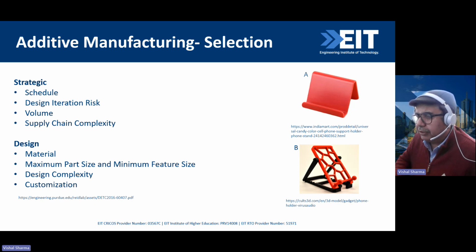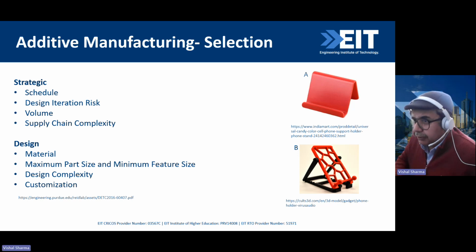If it is not a customized product, then go for conventional production methods, say die casting in this case. So design is important. The part size, three things are important. So this is what I have listed here from the design perspective. There is another perspective also, which is called strategic perspective.